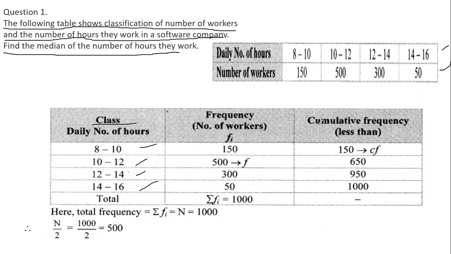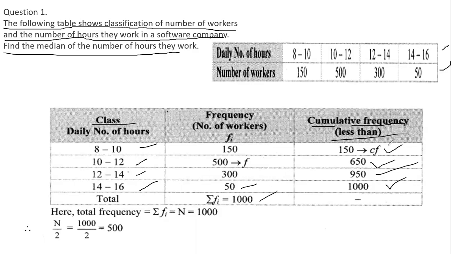We draw the cumulative frequency. We add one more column in that and draw cumulative frequency less than. So 150 we keep as it is. Then 150 plus 500, you get 650. 650 plus 300, you get 950. 950 plus 50, you get 1000. So that is your sum of the frequency.